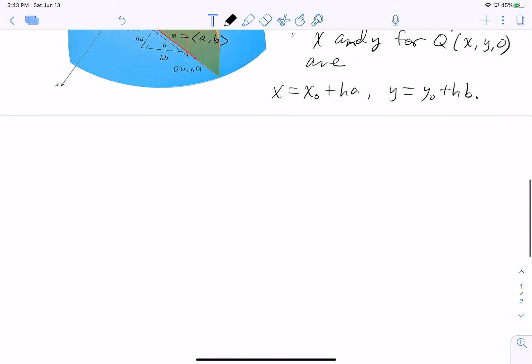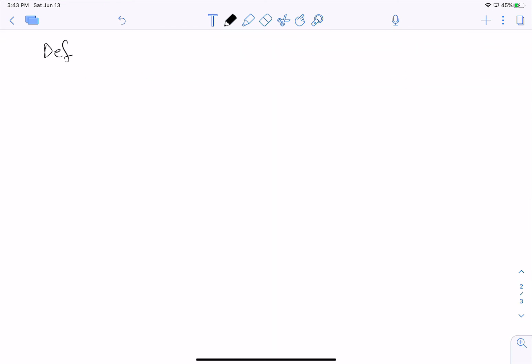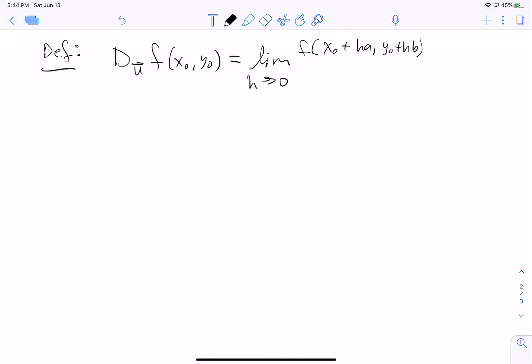All of that is to set up the following definition. The directional derivative in the direction of u, so it's a little subscript vector, of f at the point x naught, y naught is equal to the limit as h approaches 0 of f of x naught plus ha, comma, y naught plus hb minus f of x naught, y naught, all divided by h. Remember that u is a unit vector, and it's really giving us a direction that we're going to care about.